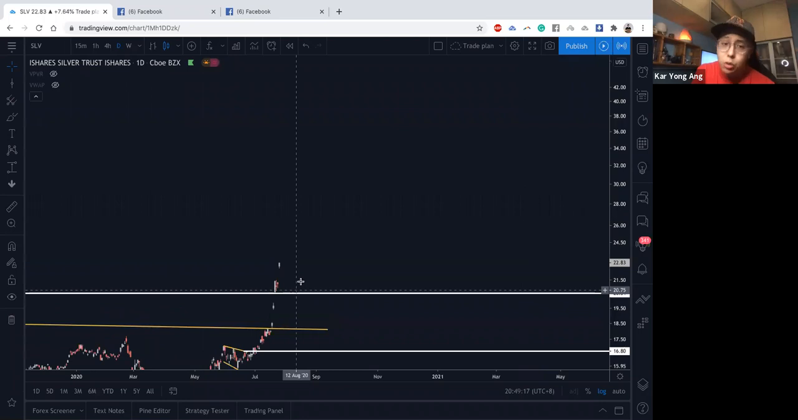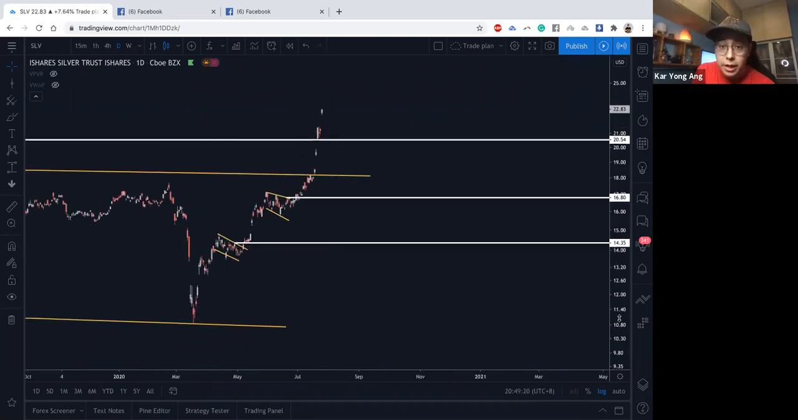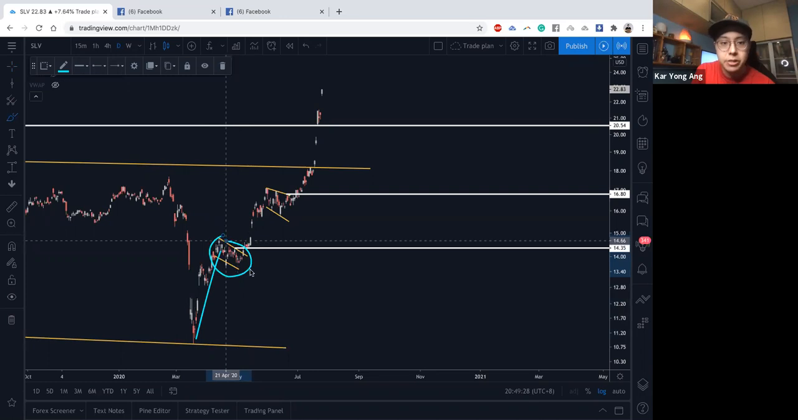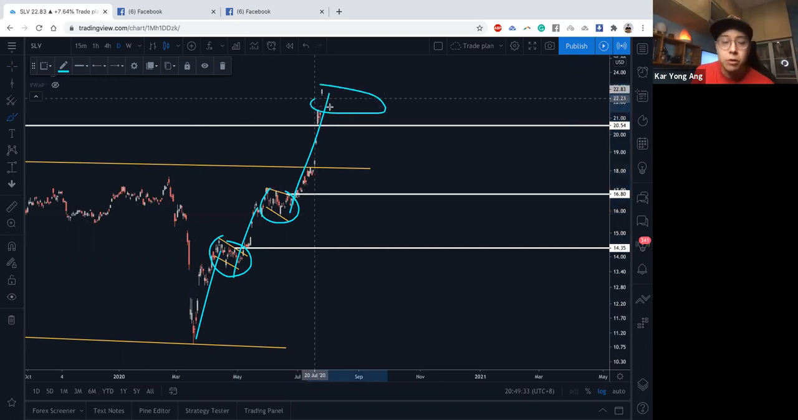So that trade plan is really, really important because again, the market is not going to go one way up. Every time it makes a move, it needs to reset. Now this move is huge. It definitely needs to make a reset.